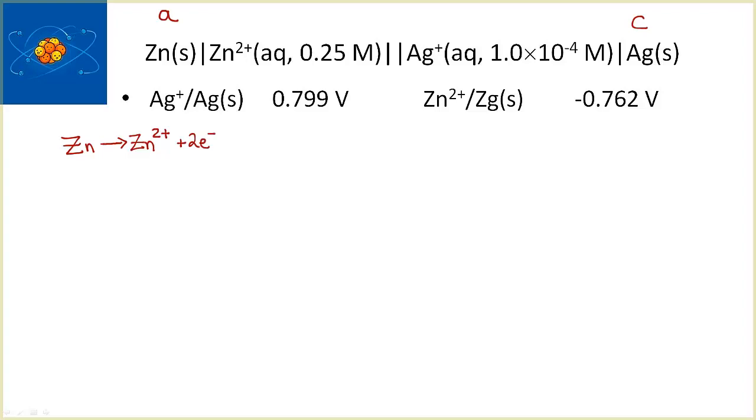And then on the cathode side, which is the reduction side, we write the reduction of silver. That is, we go Ag plus 1 electron gives me Ag solid. And then we look up those cell potentials, and I looked them up already.